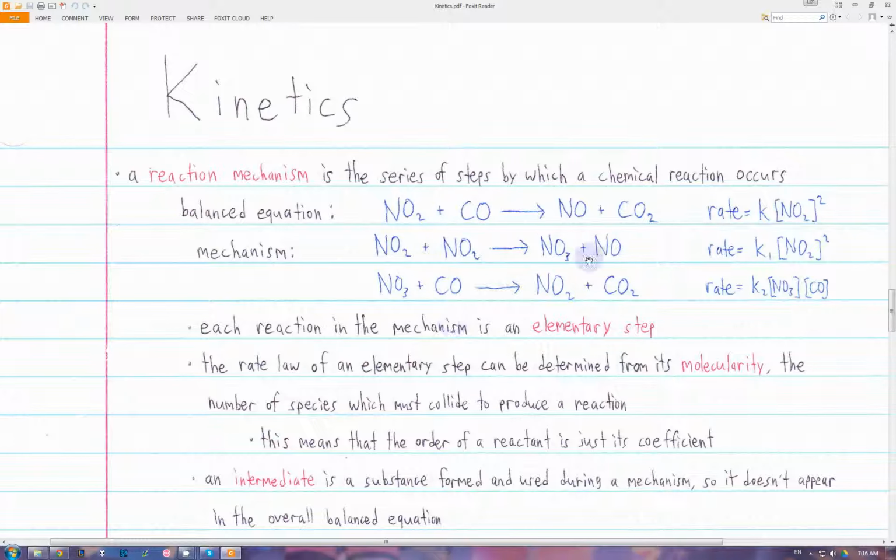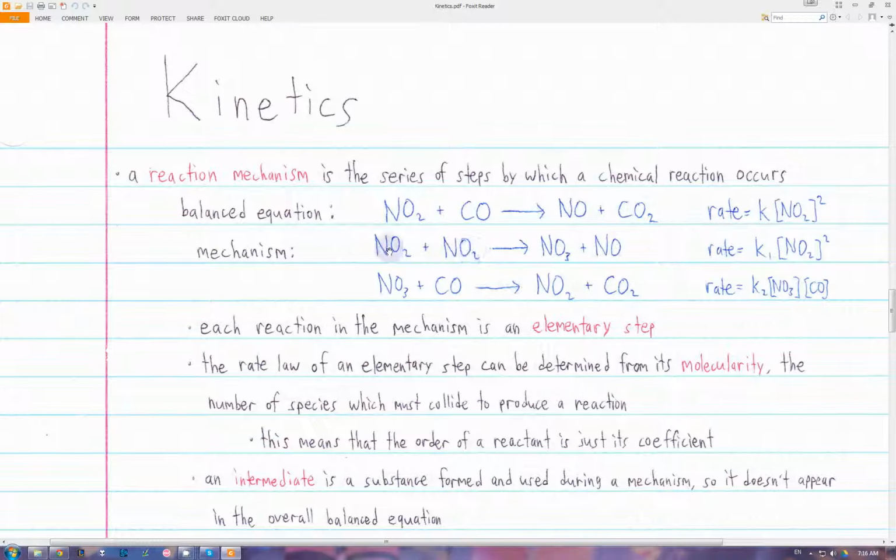And so each of these elementary steps has a different rate constant k and a different rate law. And so for these elementary steps, we can do something special to determine the rate law. Remember that for a balanced equation, we always have to determine it through experiment. But for an elementary step, we can determine it from something called the molecularity. And the molecularity just means how many things must collide to produce a reaction.